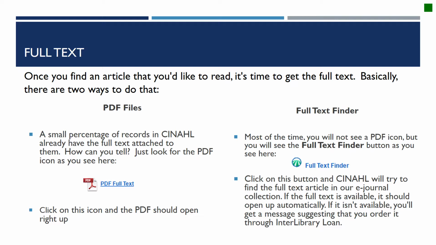Full text finder. Most of the time you will not see the PDF icon. You will see the full text finder button as you see here. Click on this button and CINAHL will try to find the full text article in our eJournal collection. If the full text is available, it should open up automatically. If it isn't available, you'll get a message suggesting that you order the article through Interlibrary Loan. It doesn't matter what article you choose, as long as you allow enough time, we can probably get the article for you.